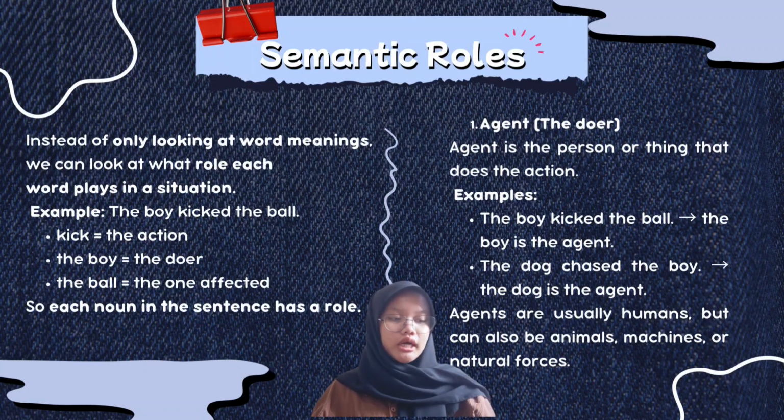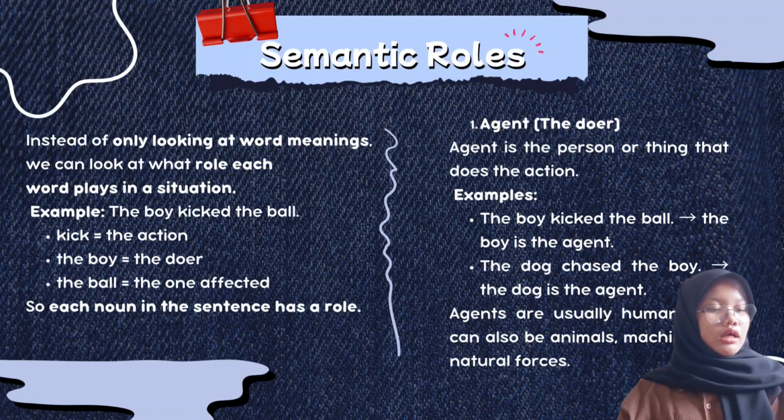Agent, the doer. Agent is the person or thing that does the action. Example, the boy kicked the ball. The boy is the agent. The dog catches the boy. The dog is the agent. Agents are usually humans, but can also be animals, machines, or natural forces. Theme. Theme can be a thing or a person.